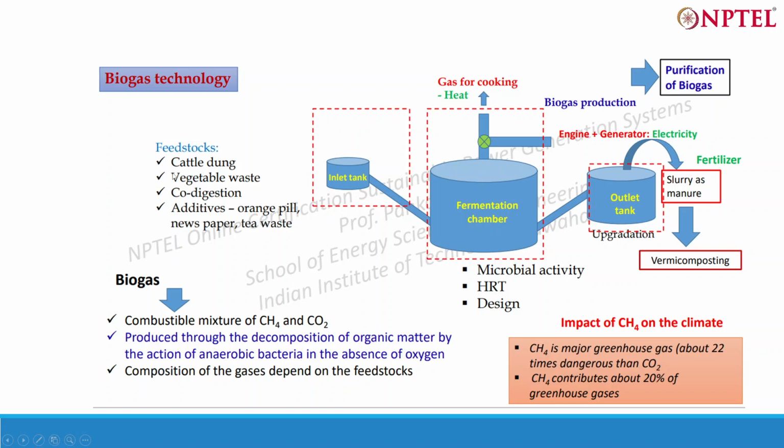Biogas technology. The biogas technology that I was talking about is basically anaerobic digestion. Anaerobic digestion is done in a kind of digestive chamber, the so-called digesters. The digester has an inlet feed tank and an outlet tank, which works as storage for the digestate and the input slurry.